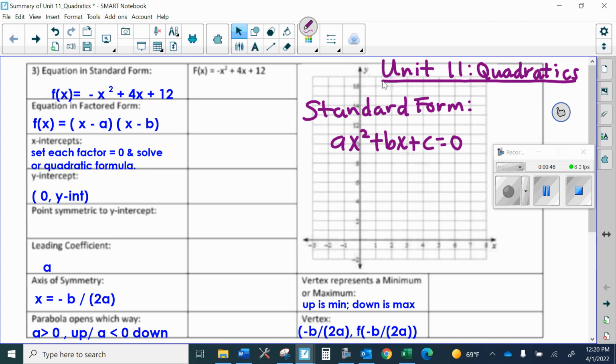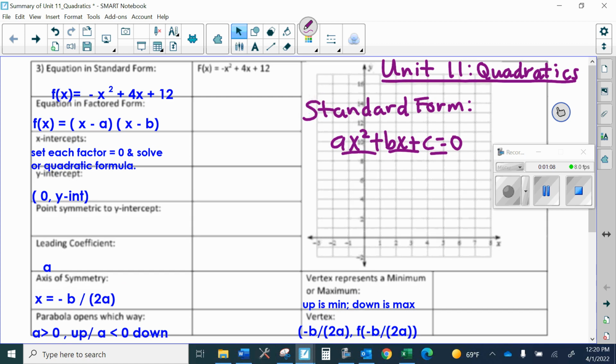Quadratic means degree 2. A polynomial is made up of one or more terms that have a variable in it, so in this case, x. The highest degree of any of the terms matters. Remember, terms are separated by plus or minus signs. So we have 3 terms on the left side, 1 on the right side.